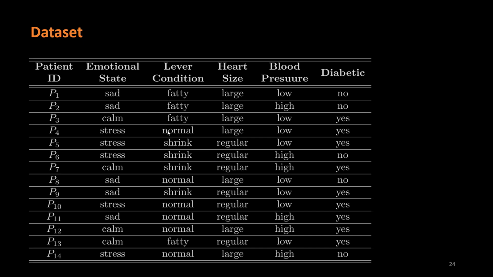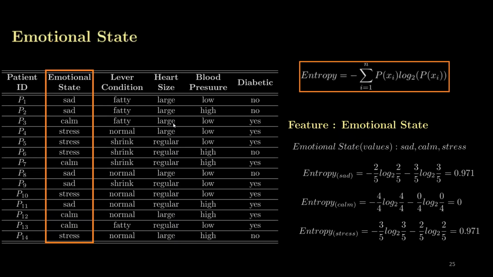So let's start calculating the entropy of each feature. The first step is to calculate the entropy of the first feature, which is emotional state. Keep in mind, in emotional state, we have 3 categories: sad, calm, and stress. And this is our equation of entropy, which we have already seen in our previous lecture. So emotional state is our first feature, and we are going to calculate the entropy and later on the information gain of this feature. This emotional state has values sad, calm, and stress. So we have to find the entropy of each of them.